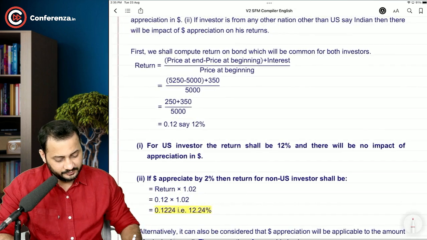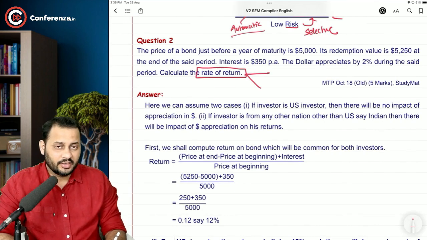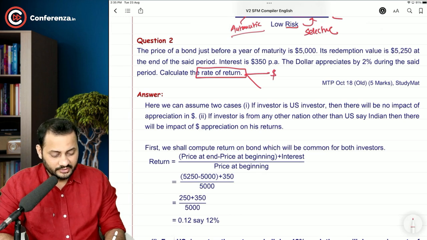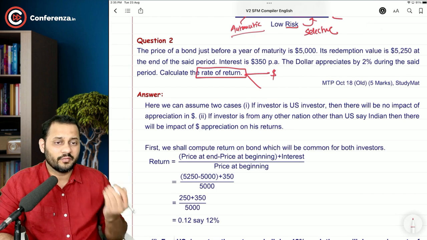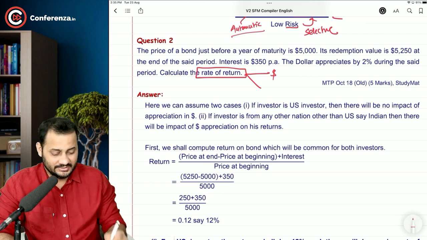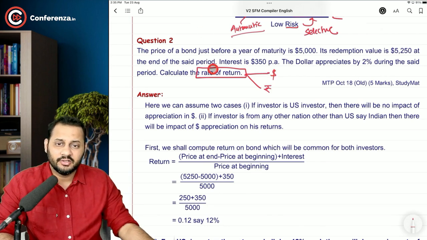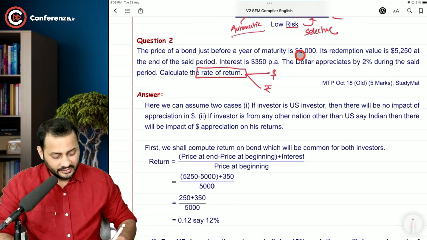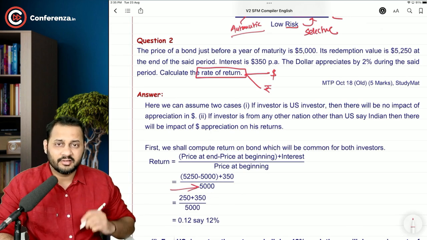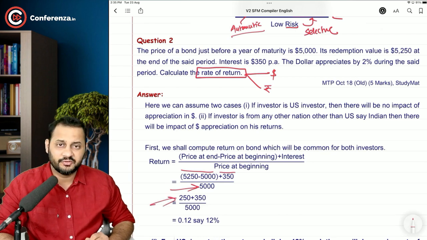See, the question is asking you a simple thing, that is you have to calculate the rate of return. And the rate of return when it comes to currency can be calculated in terms of dollar in this question and in terms of the other currency, or we can say home currency, which is not given in the question, and we will assume it as rupees. Calculating the return in terms of the currency in which the figures are given is very easy. You can clearly see that the investment is 5,000 and the return is capital appreciation and interest, which is 250 and 350. That means $600.